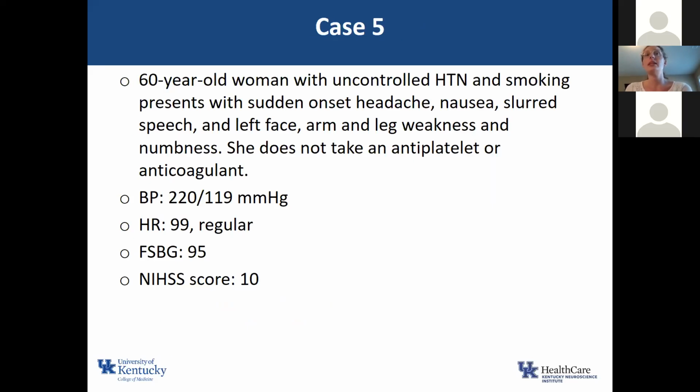All right, we have a 60-year-old woman, uncontrolled hypertension and smoking, comes in with sudden onset headache, nausea, slurred speech, left face, arm and leg weakness and numbness. She is not on an antiplatelet or anticoagulant. She's very hypertensive in the 200s. The rest of her vitals are appropriate. Glucose is fine. Her NIH is a 10.